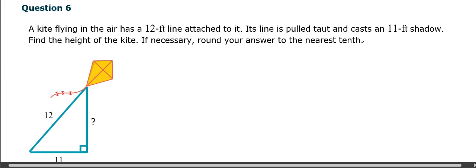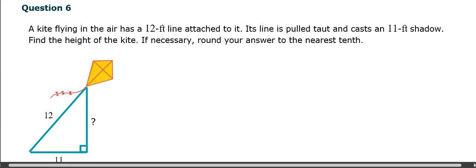Our next problem is another Pythagorean theorem problem because we're dealing with a right triangle. It says a kite flying in the air has a 12-foot line attached to it. Its line is pulled taut and casts an 11-foot shadow. Find the height of the kite. Round your answer to the nearest tenth.